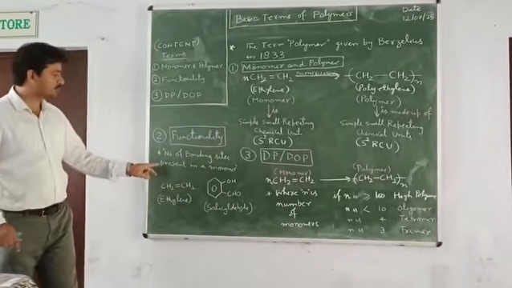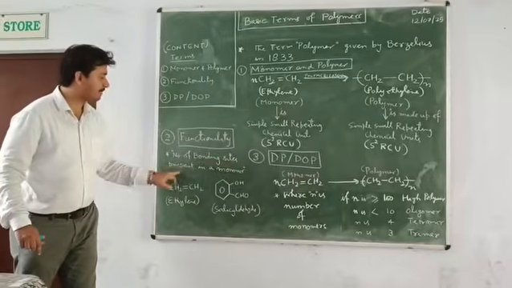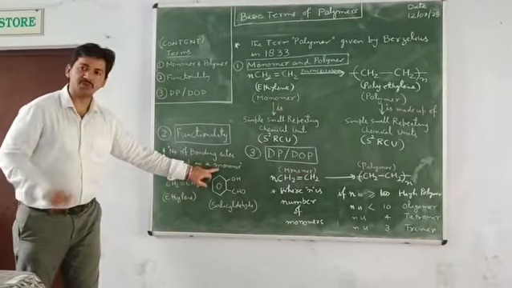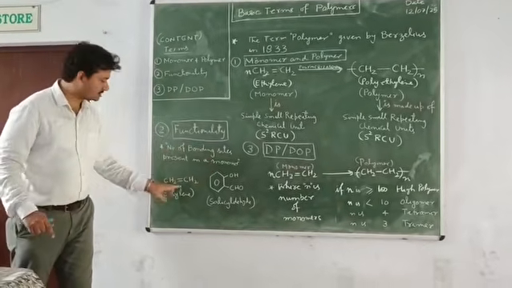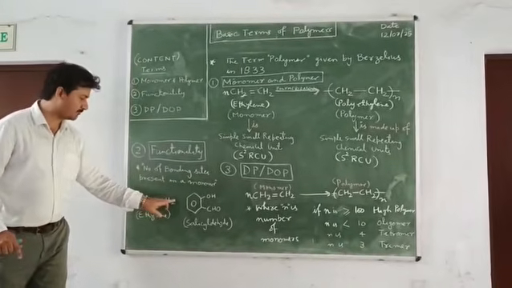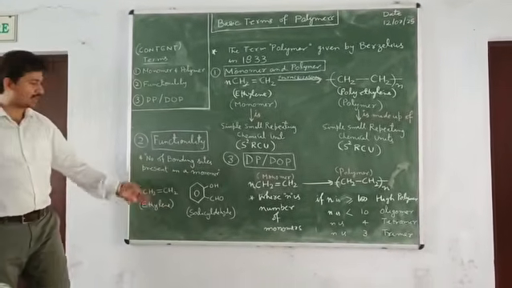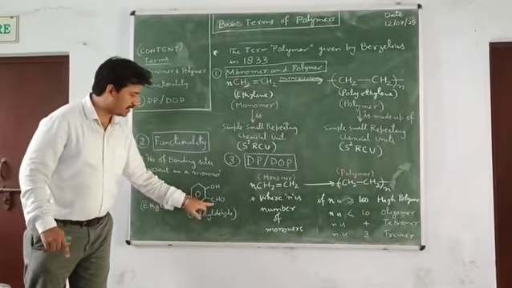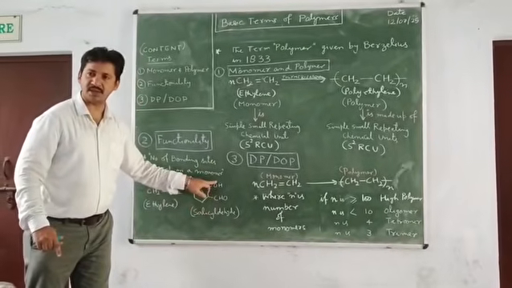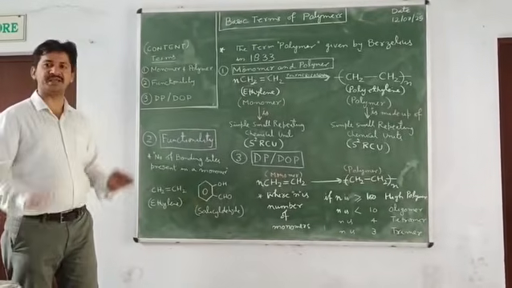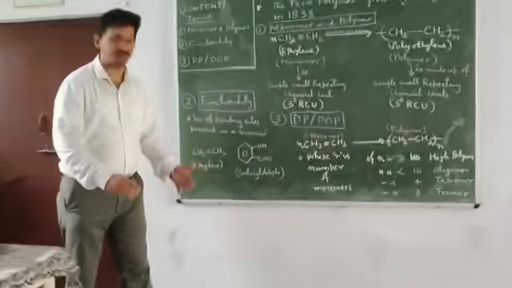The number of bonding sites present in a monomer is known as its functionality. Here you can see this monomer can be attached from this side and this side. It is known as ethylene monomer, and another monomer can also be attached from this side and this side. The number of bonding sites present in a monomer is known as its functionality.